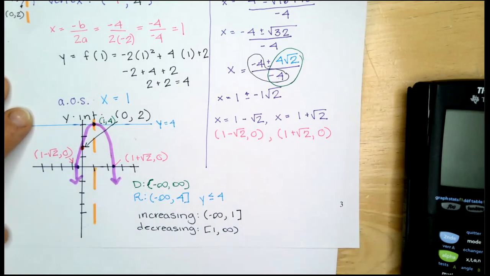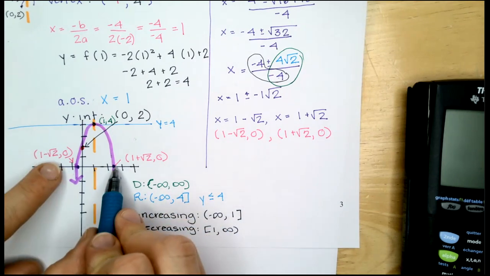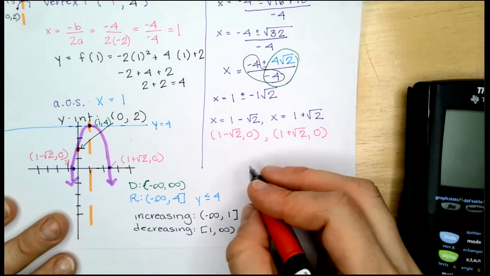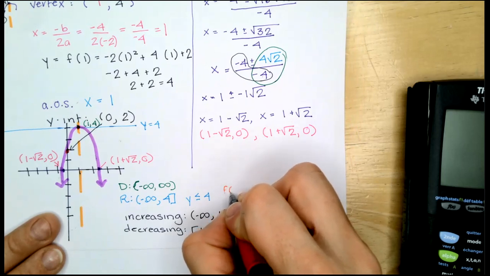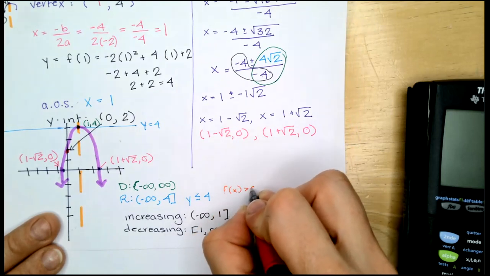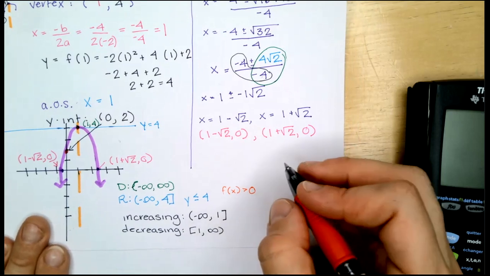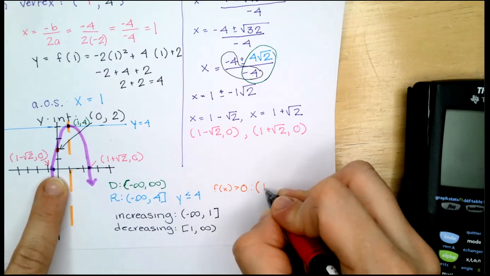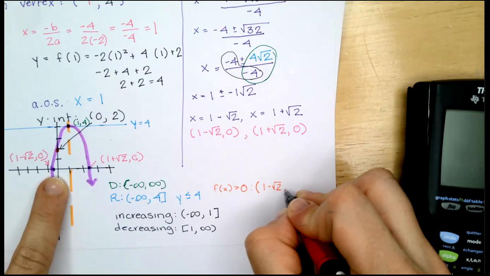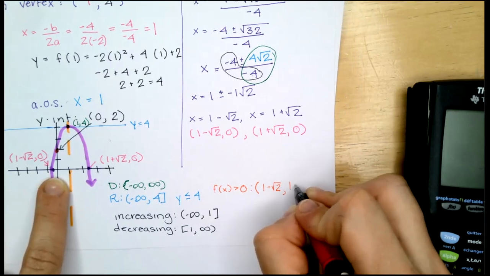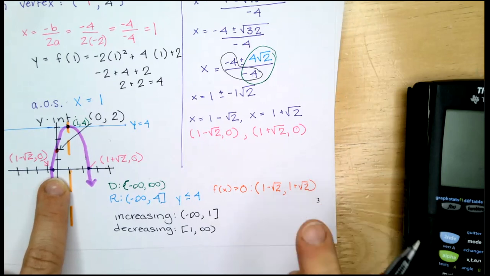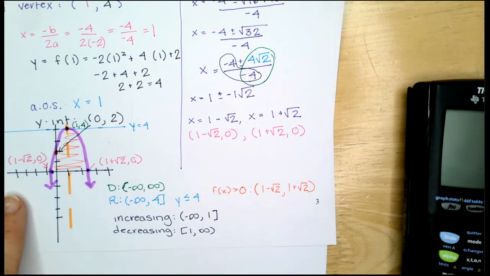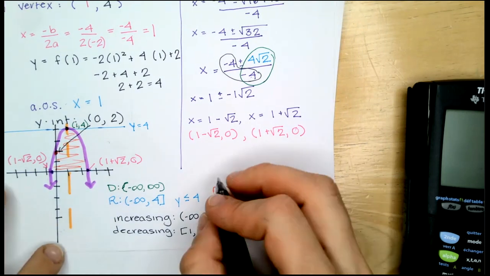Where is it positive and where is it negative? That is when you need your x-intercept, okay? So it is positive, or f of x is greater than 0, right? It's greater than 0 from, not including, 1 minus the square root of 2 until 1 plus the square root of 2. That's where it's positive. Good. And it is negative everywhere else.